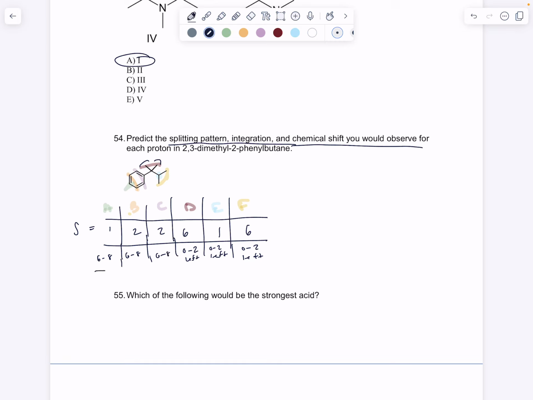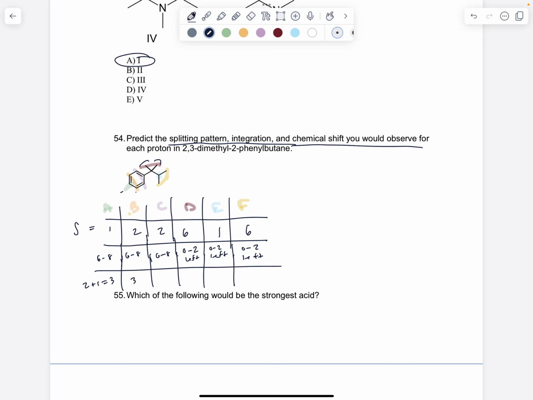Okay, and now if we're thinking about the splitting, this hydrogen has 2 neighbors. So 2 plus 1 equals 3, that's a triplet. These hydrogens have 1, 2 neighbors, so I think that would also be a triplet.